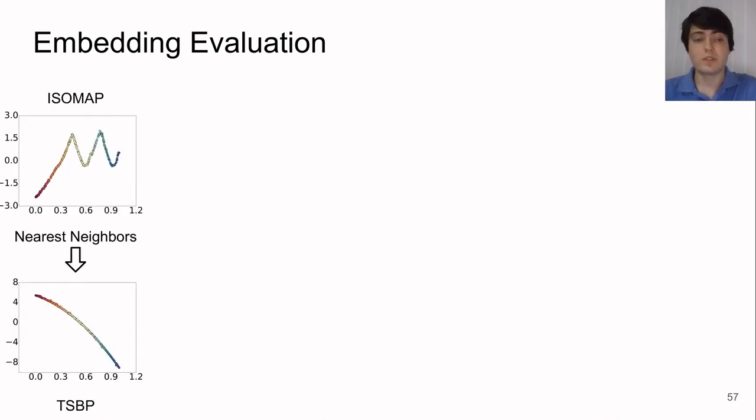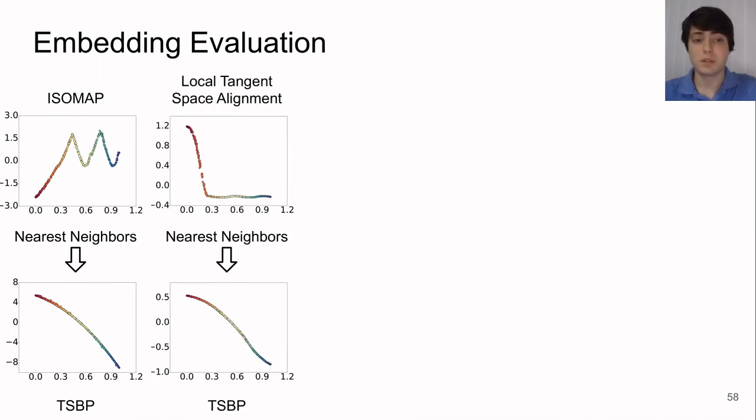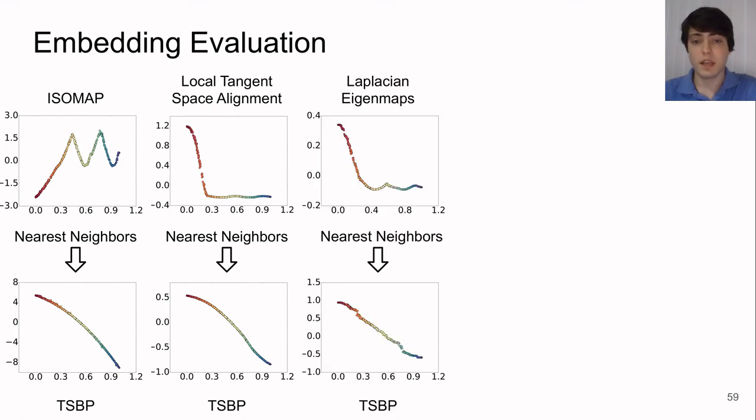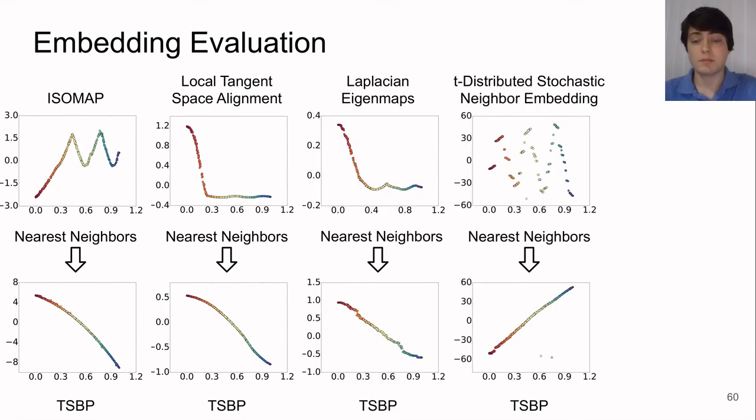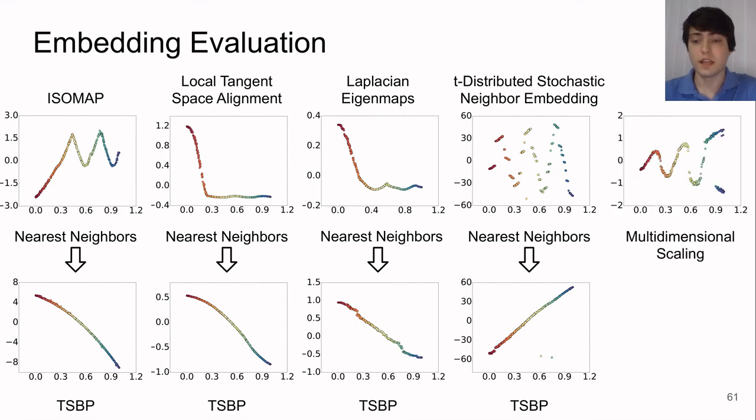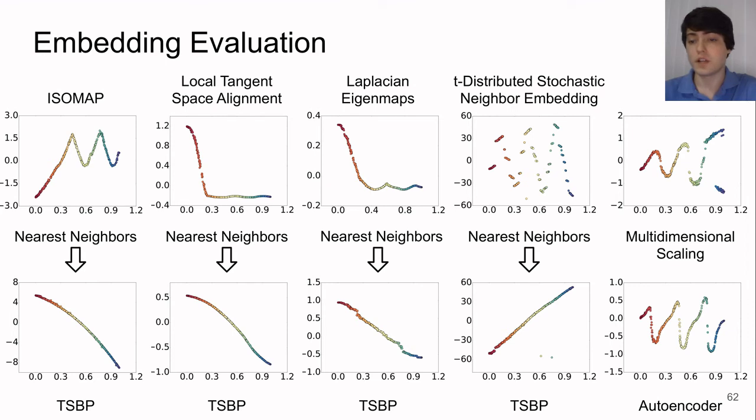For each algorithm, we will see that tangent space belief propagation leads to much higher accuracy than nearest neighbors. This is true with Isomap, local tangent space alignment, Laplacian eigenmaps, and T-distributed stochastic neighbor embedding. We also compare to multidimensional scaling and an autoencoder, two dimensionality reduction methods that don't rely on nearest neighbors. It's clear that in every case, TSBP is the only reliable way to embed this data set.